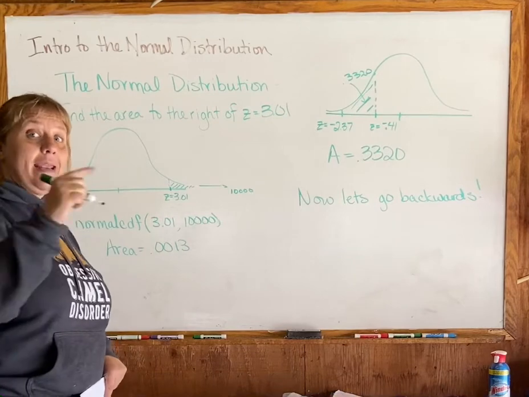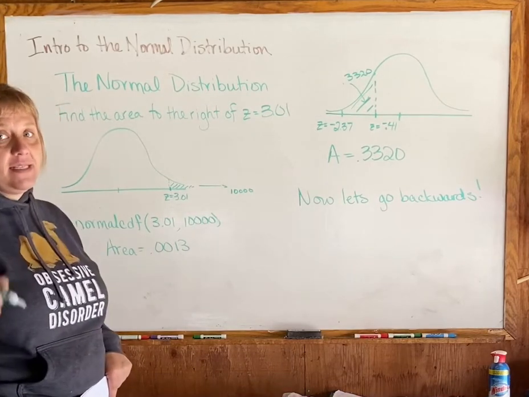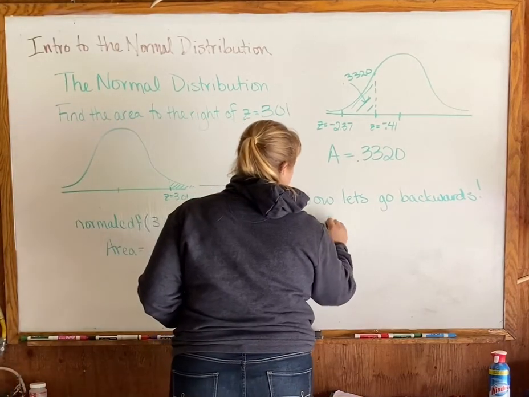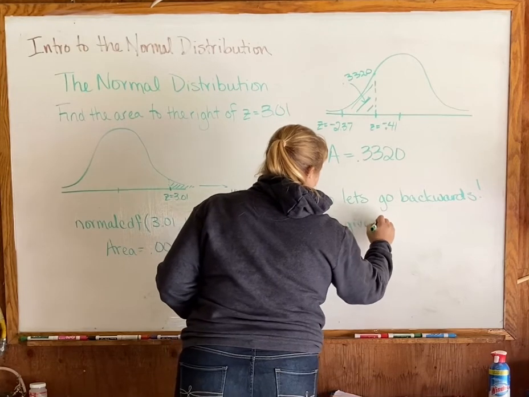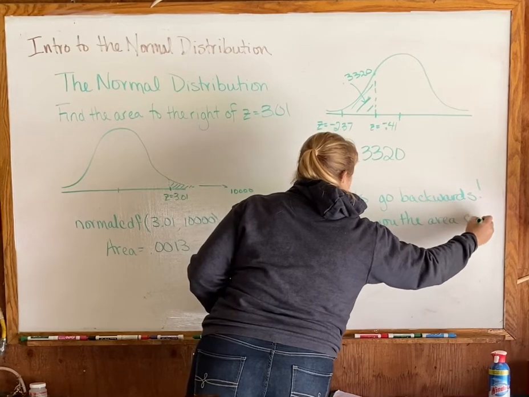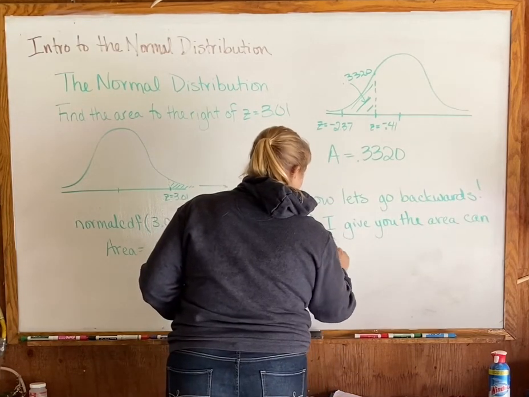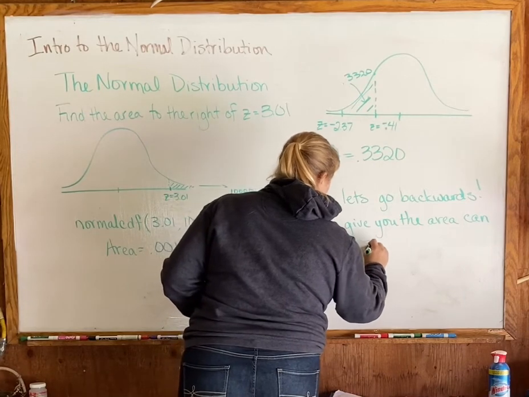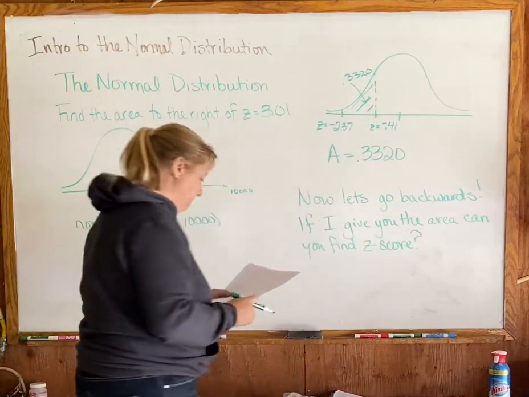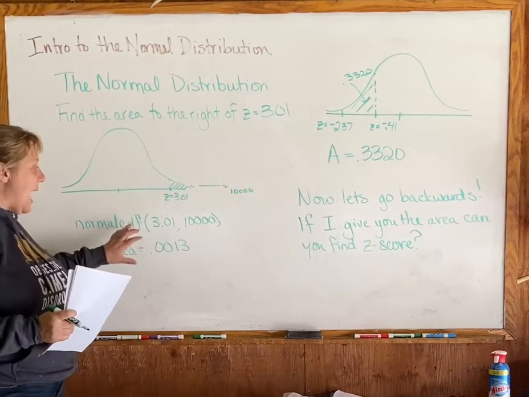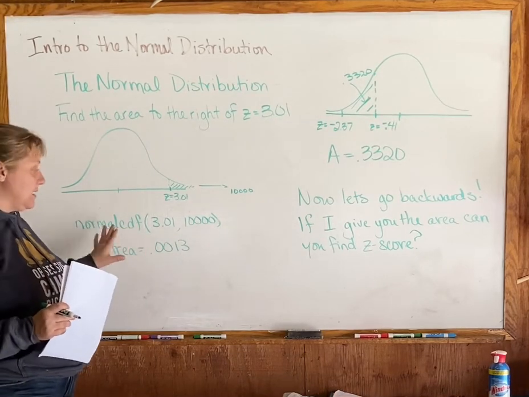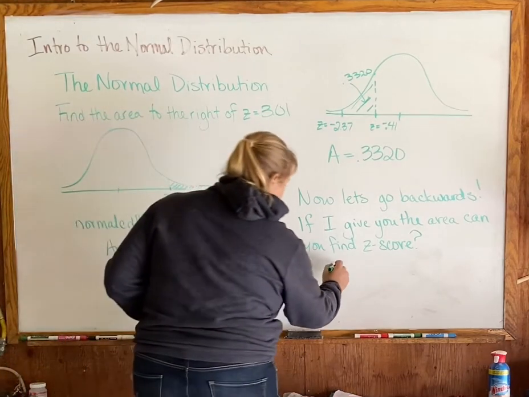So if I give you an area, can you give me the z-score that bounds it, okay? So if I give you the area, can you find the z-score? Guess that's a question. Here we go. Now, it's not as easy as this was, okay? It's not super hard, but it's not as easy as the normal CDF, okay? So not as easy.